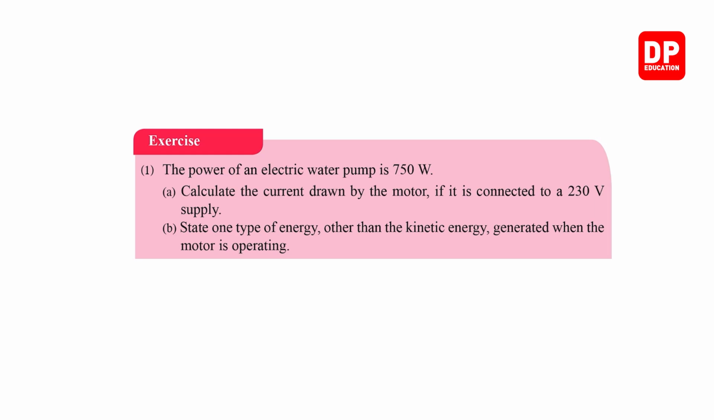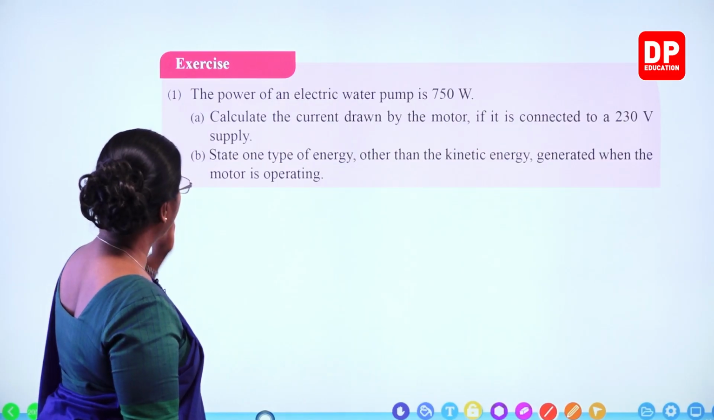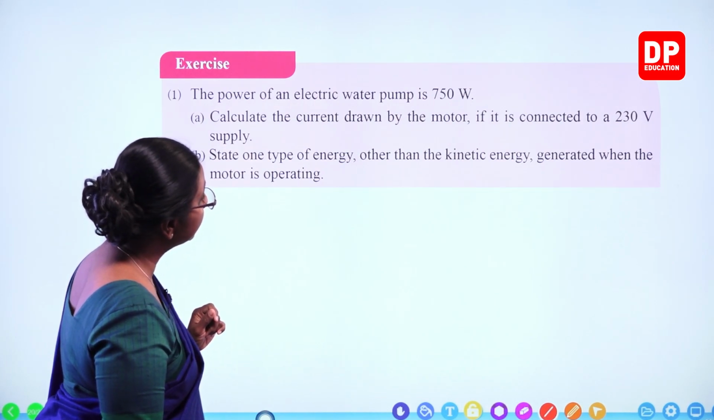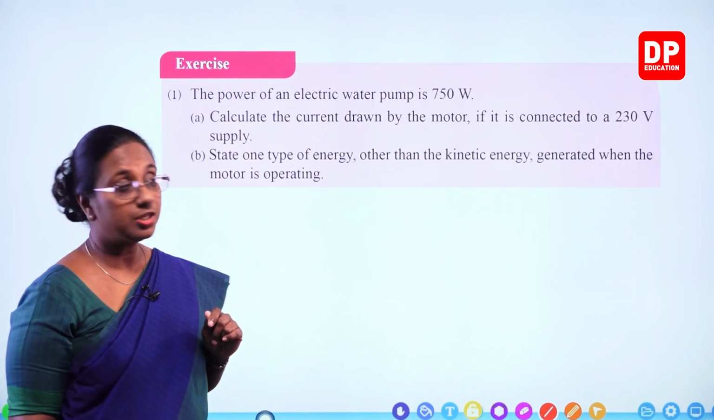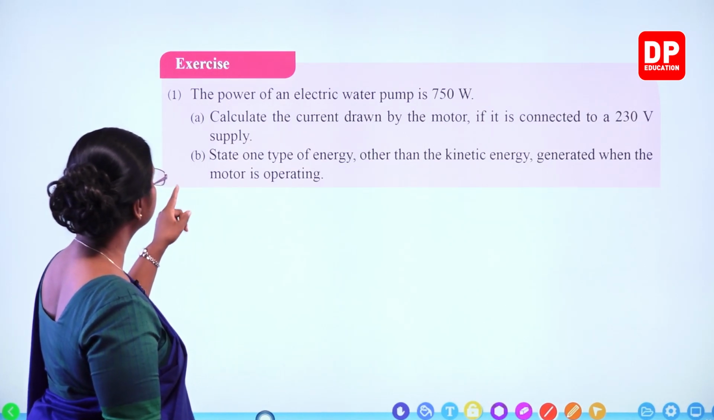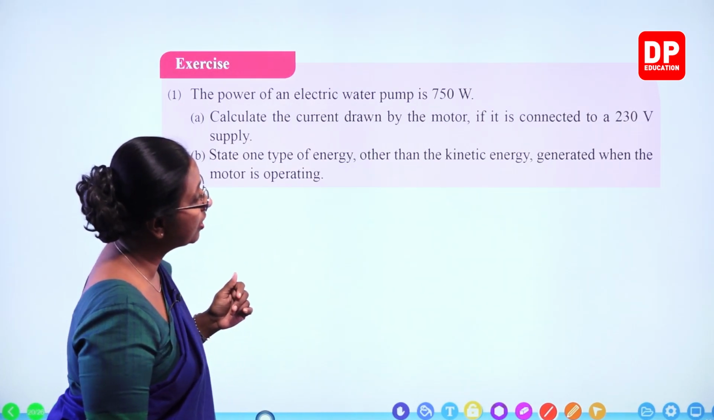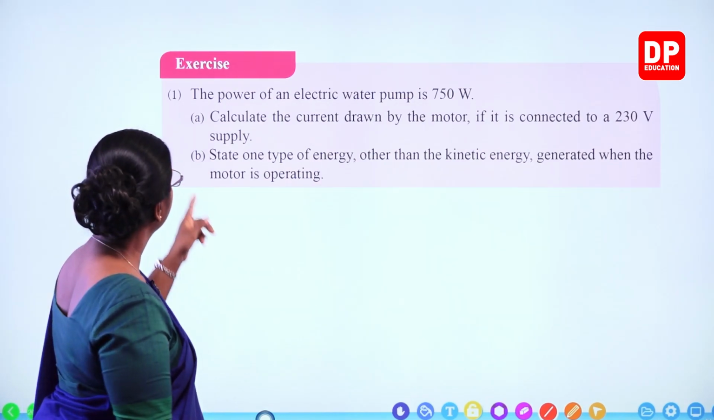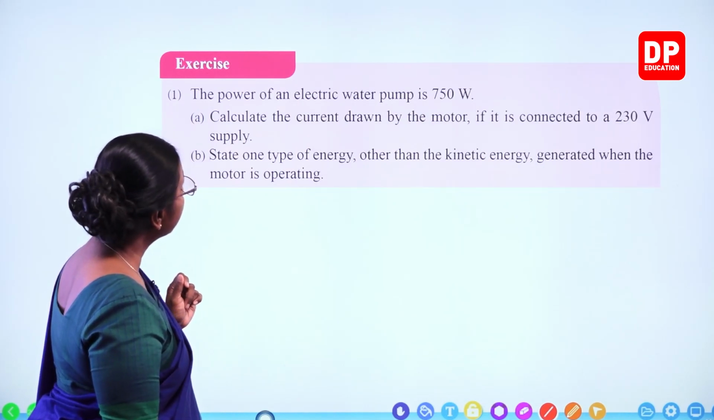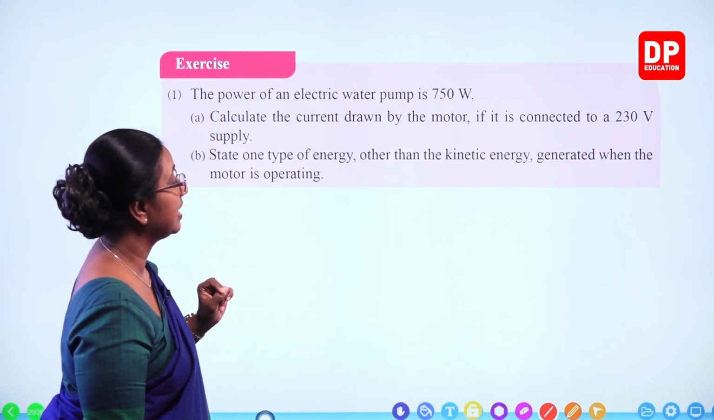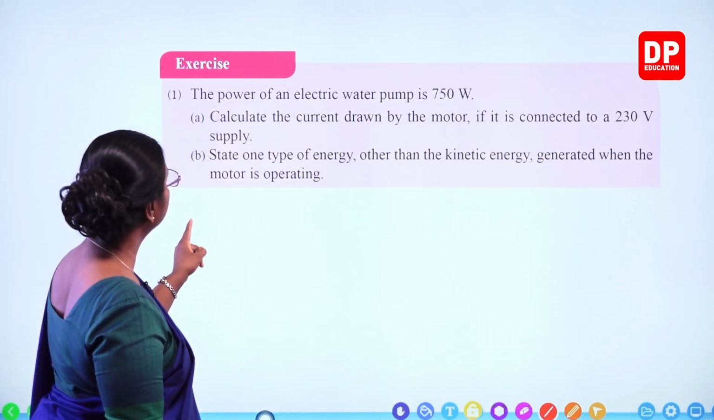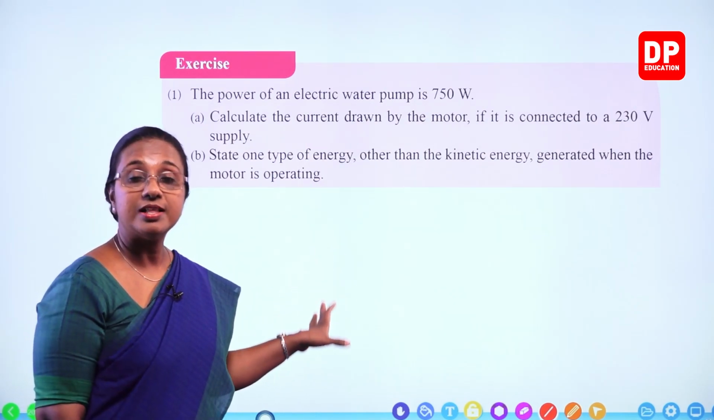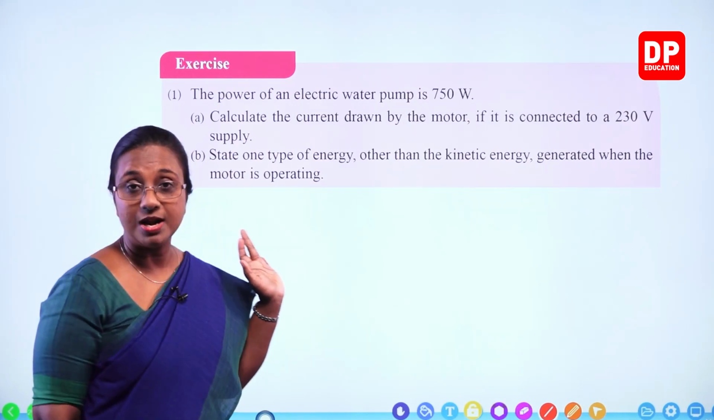Exercise, the first question. The power of an electric water pump is 750 watts. First one, A part: Calculate the current drawn by the motor if it is connected to a 230 volt supply. The potential difference or the voltage is 230 volts. Power is 750 watts. Then the B part: State one type of energy other than the kinetic energy generated when the motor is operated. So, those are the two questions. We will answer them one by one.